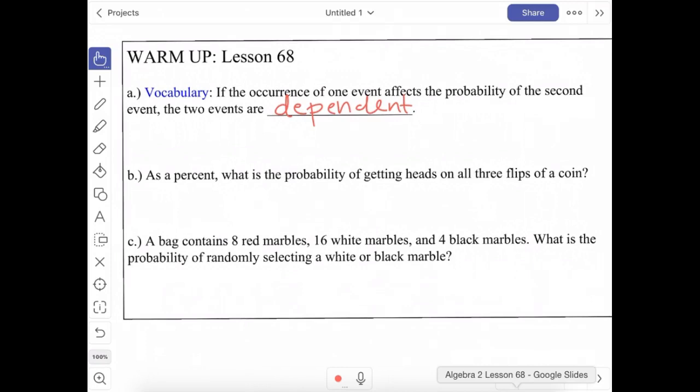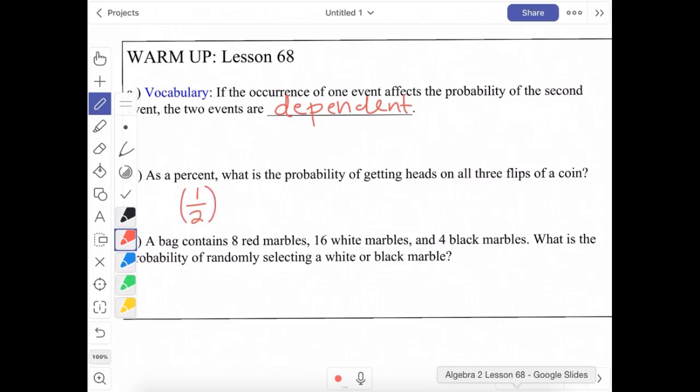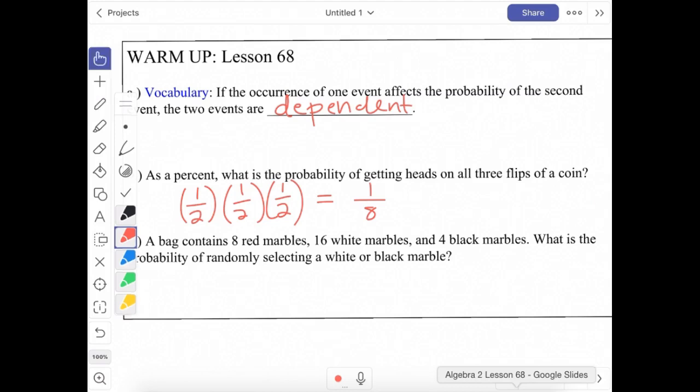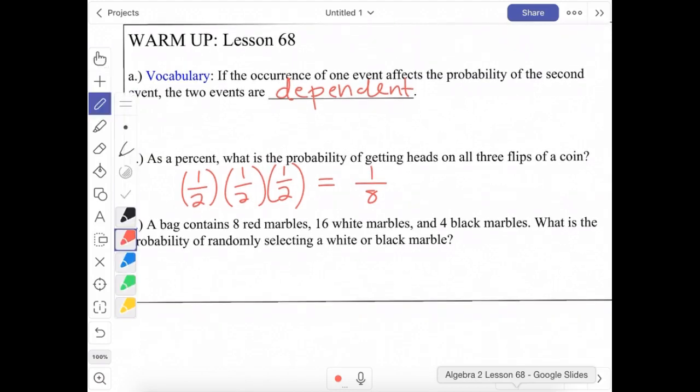As a percent, what is the probability of getting heads on all three flips of a coin? So that would be flipping it once, getting heads would be 1/2 times 1/2 times 1/2, because those are all independent. So that would be 1/8. And then they want that as a percent, so 1/2 times 1/2 is 25% times 1/2, that would be 12.5%.